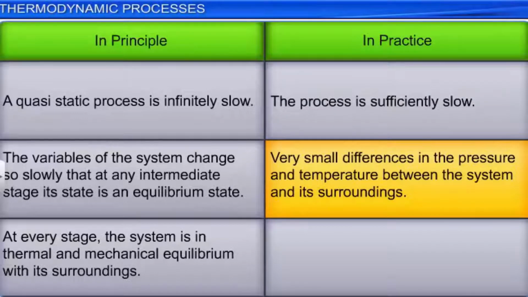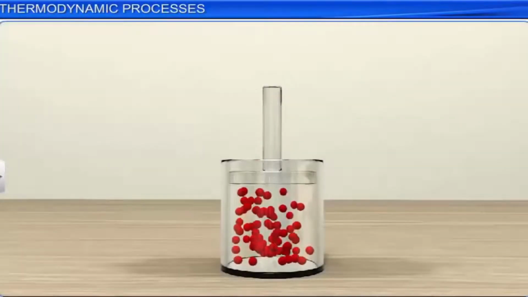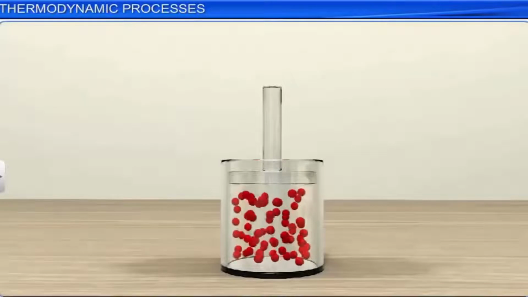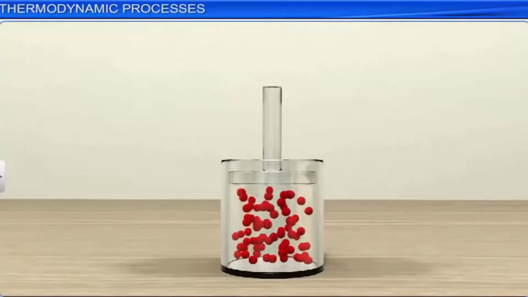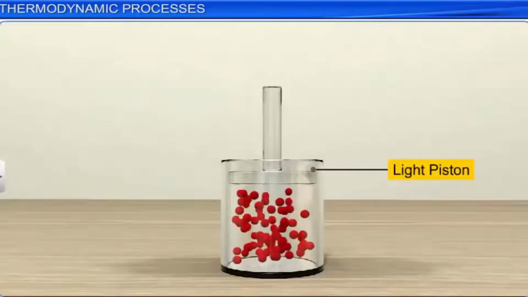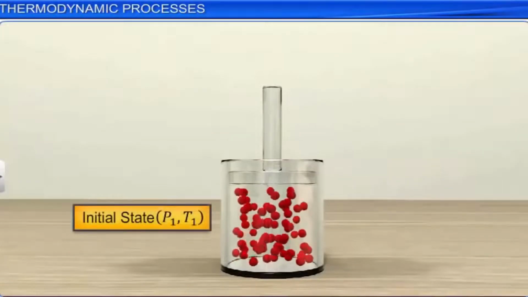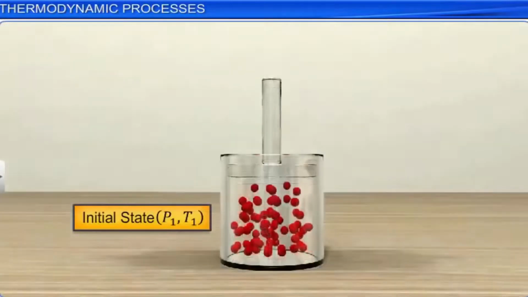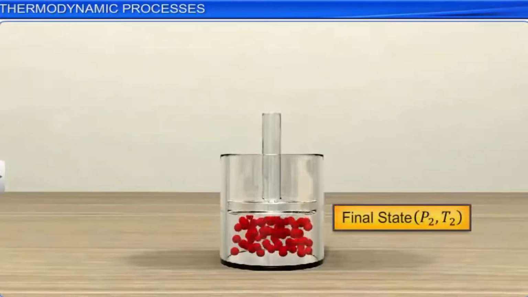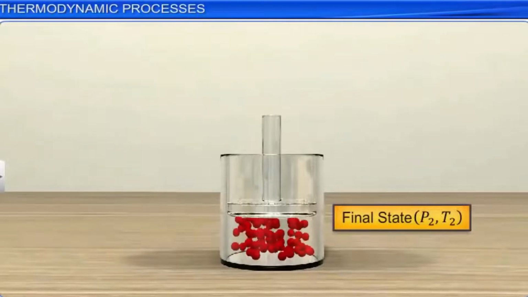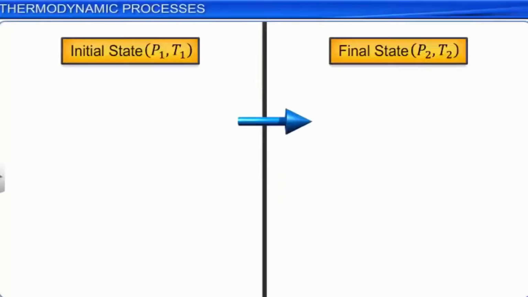For example, if we want to take a sample of a gas in a container with a light movable piston from an initial state P1 T1 to a final state P2 T2 through a quasi-static process, at every intermediate stage, the gas must be in thermal and mechanical equilibrium with its surroundings.